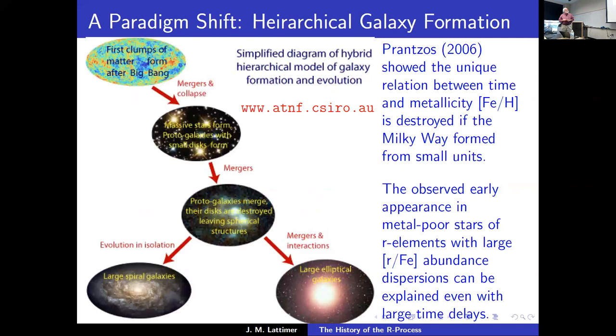In the middle of the 2000s, though, a shift came about in the way that we understand how our Milky Way formed. Instead of forming as a massive object in the beginning, it seems to have been formed from small pieces. This is called hierarchical galaxy formation. And in such simulations of the synthesis of the elements in these little pieces, which then merge to form the large spiral and elliptical galaxies we see today, this basically breaks the unique relation between time and metallicity. So simply because the metallicity or iron abundance is small doesn't necessarily mean the object is particularly old. And so the early appearance in metal-poor stars of R-process elements could be explained even if you have large time delays between the first supernovae and the first mergers.